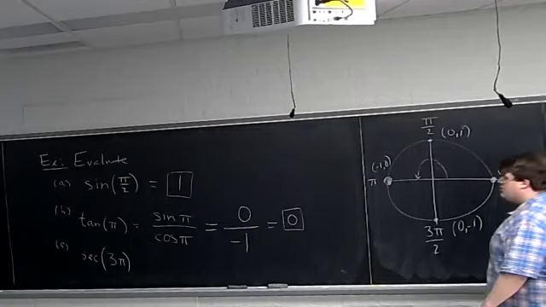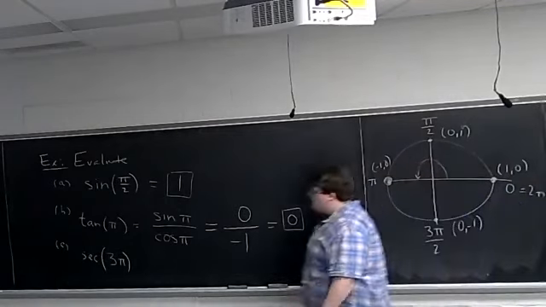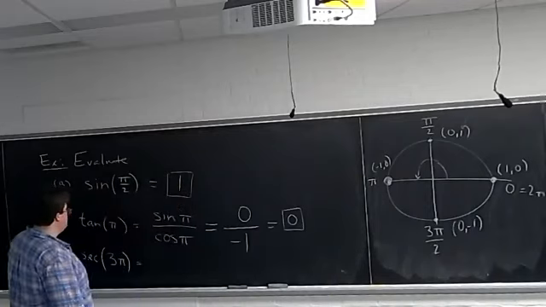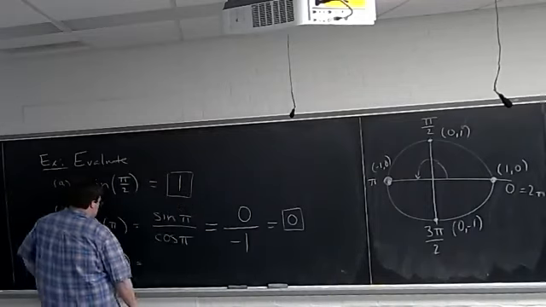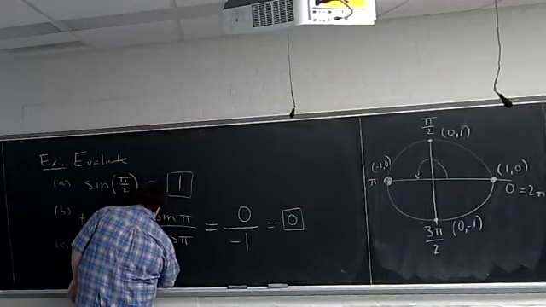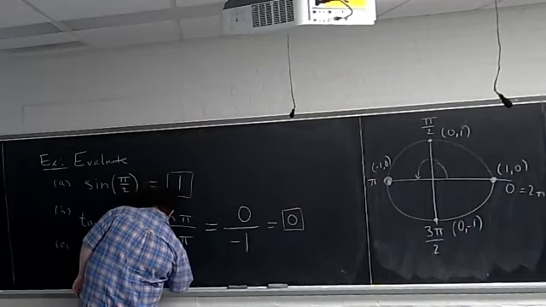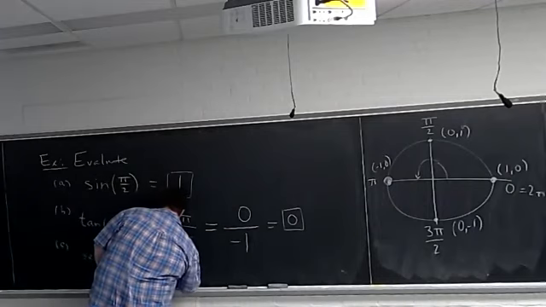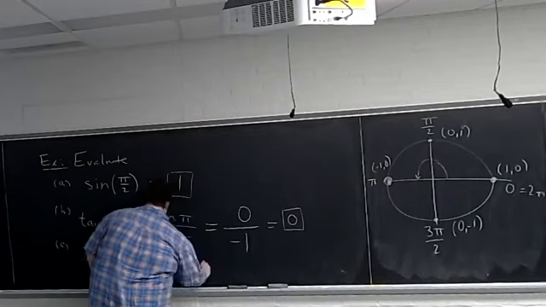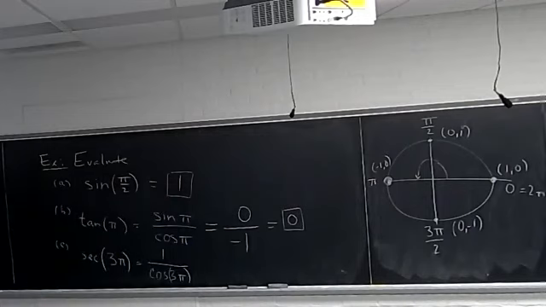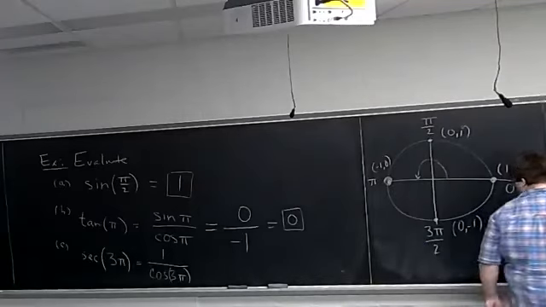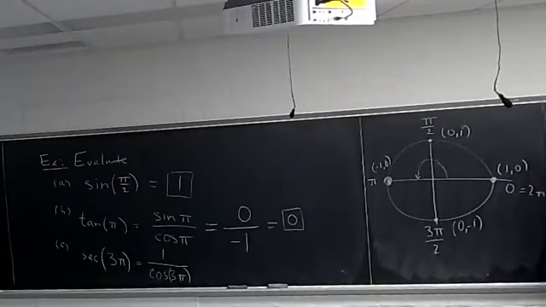Okay. How about that third one? Secant of 3 pi. Well, first, on the unit circle, we have only sines and cosines. So we can write secant, remember secant is cosine flipped around. So the secant of 3 pi is 1 over the cosine of 3 pi. Where's 3 pi? I don't see a 3 pi over here. Well, I do, but it's chopped in half down there.